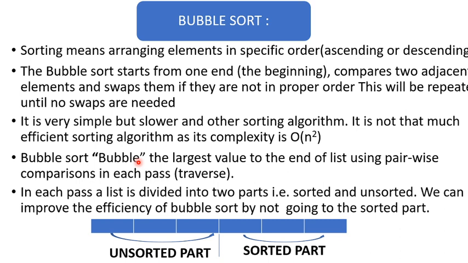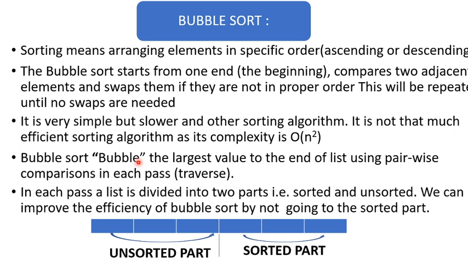Now, there are multiple sorting algorithms in data structure like bubble sort, merge sort, selection sort. Today we will discuss bubble sort. Now, in bubble sort, what we will do, we will scan the list multiple times from left to right, and each scan is called a pass.